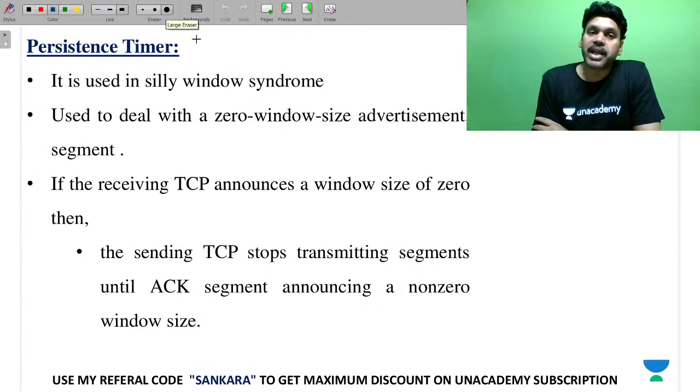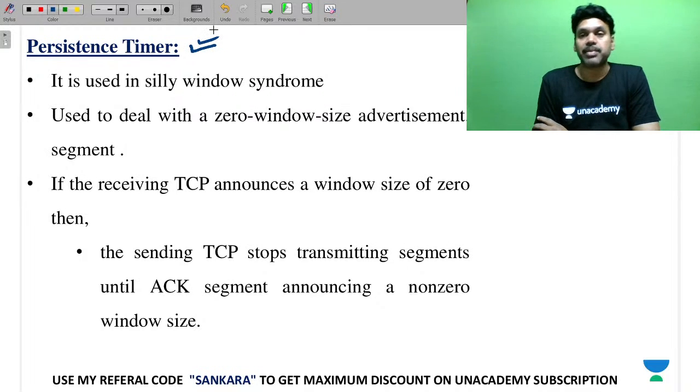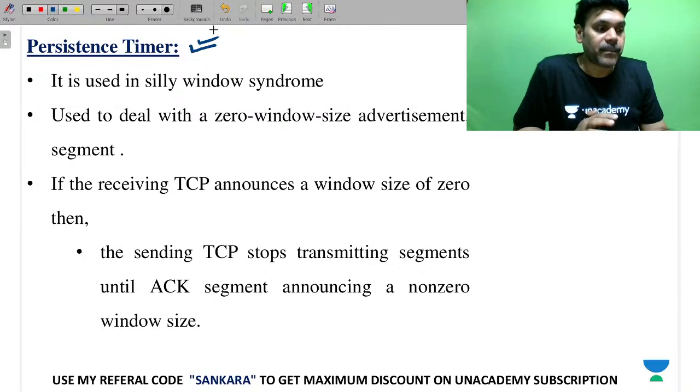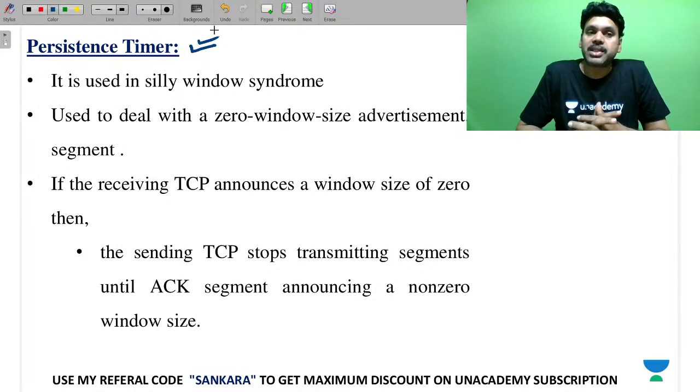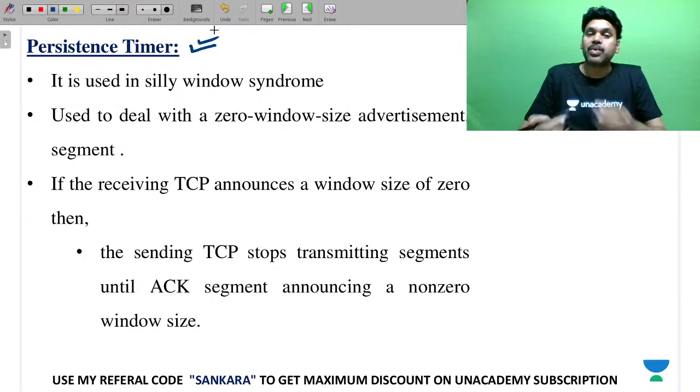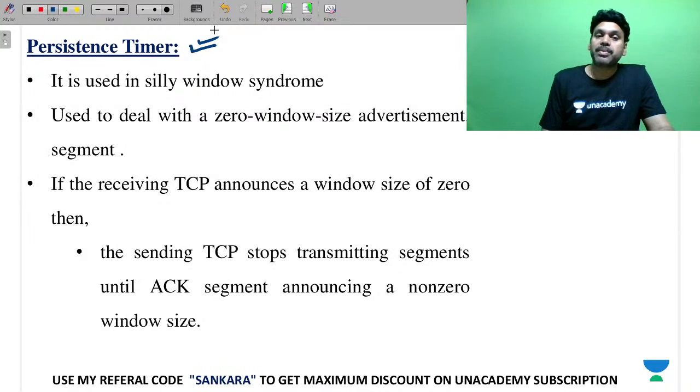And the second kind of timer is the persistent timer. So what is a persistent timer? Please guess. The persistent timer is ultimately used in silly window syndrome. So what is the meaning of silly window syndrome? It is trying to deal with zero window advertisements.